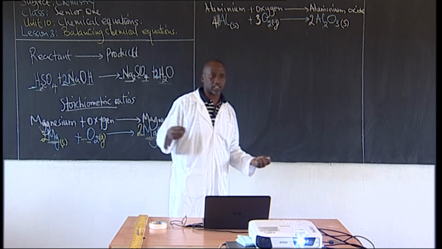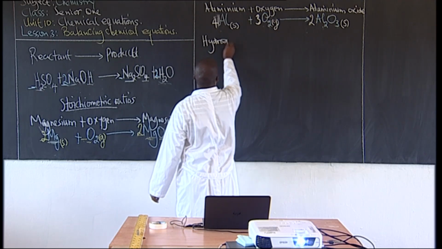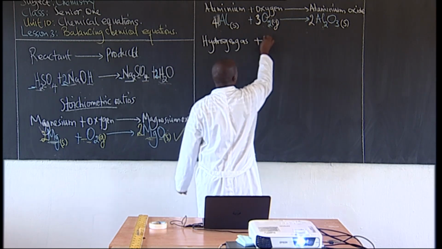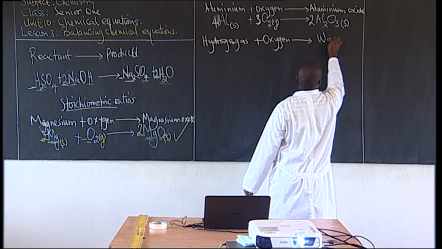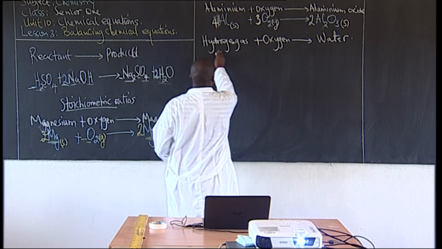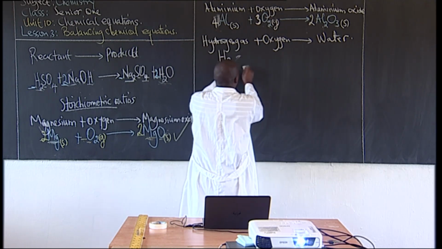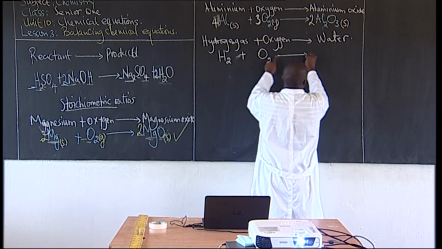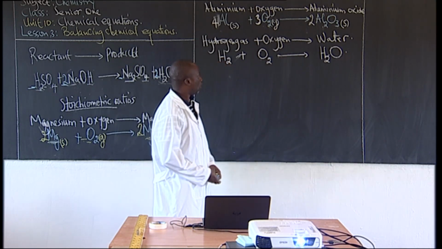Let me give another simple example. Hydrogen gas combines with oxygen to give water. So water is made up of oxygen and hydrogen. And this is hydrogen, which is represented by hydrogen gas H2, plus the oxygen gas, which is also O2, and this one is water. That is the formula for water.